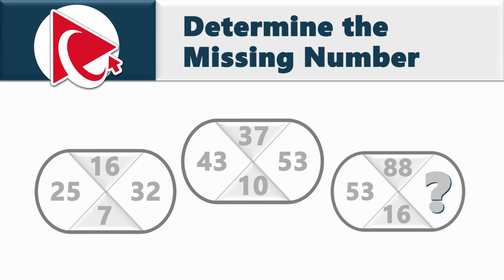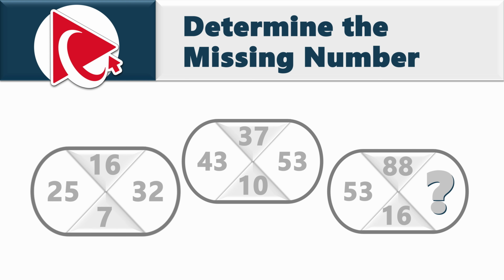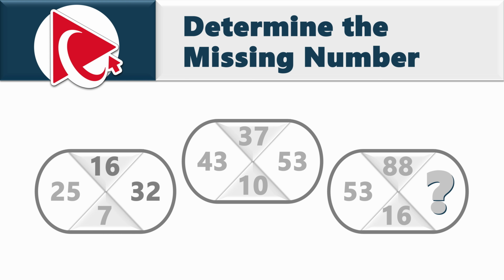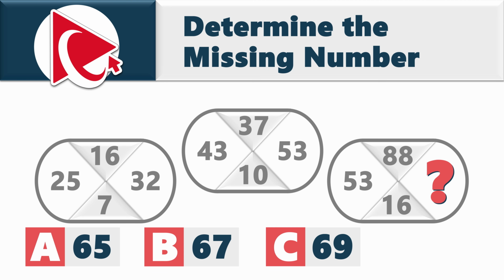You're presented with 3 oval shapes. Each shape has 4 numbers inside. The first shape has numbers 16, 32, 7, and 25. The second shape has numbers 10, 43, 37, and 53. And then the third shape has numbers 16, 53, 88, and then comes the missing number, which you need to calculate and select out of 4 possible choices. Choice A, 65, choice B, 67, choice C, 69, and last but not least, choice D, 73.